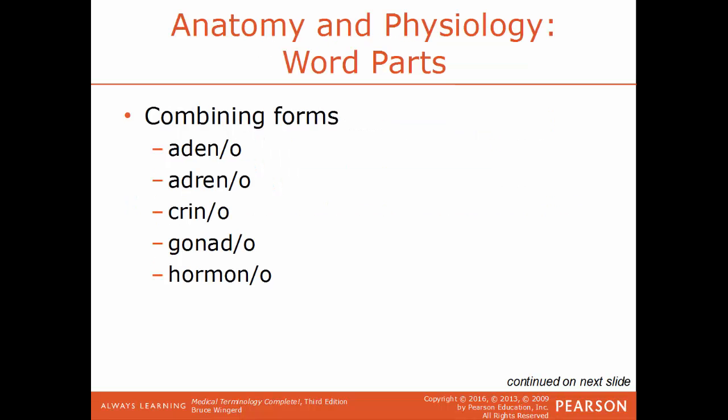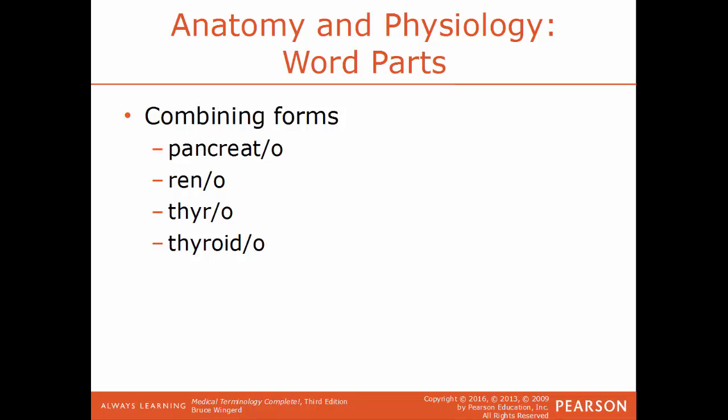I'll first talk about some anatomy and physiology for the endocrine system. We'll talk about some word parts, some common combining forms that you'll see. Adeno is a reference to a gland. Adreno is a reference to the adrenal glands. Crino is a reference to secreting. Gonado is a reference to the gonads. Hormono is a reference to a hormone.